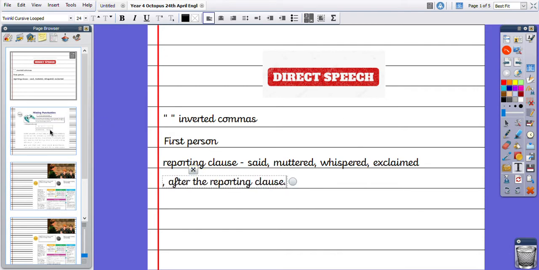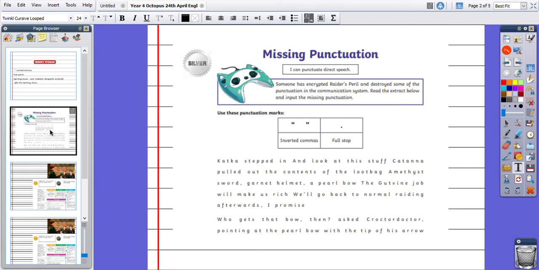Okay, so your silver task today, you have an extract, a text, and you are going to read it and put in the missing punctuation. So there are inverted commas missing and full stops as well. So I'm going to read the text to you and perhaps that will help you to fit in the inverted commas and full stops.